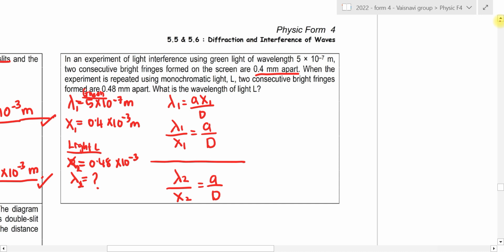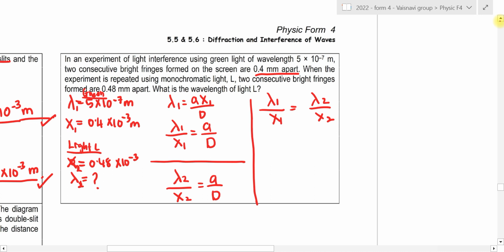Sebab dua-dua pun equal to A dengan D, jadi kita bolehlah form equation lambda over X1 equal to A over D, and A over D also equal to lambda 2 over X2. Buat proportion saja, lagi senang. Ada setengah orang dia akan cari A dengan D, tapi tak boleh. Sebab apa tak boleh? Sebab kalau dia satu unknown saja memang boleh, tapi A dengan D ada dua unknown. Jadi dia memang tak boleh cari A dengan D separately.